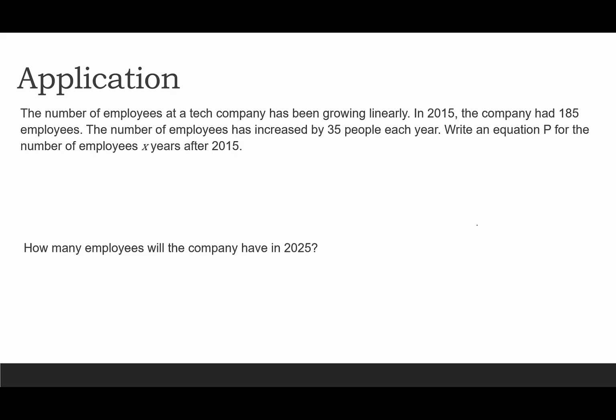All right. So what have we talked about? We said, well, we always have to have a starting point. When you go through here, in 2015, the company had a starting point of 185 employees. That's our b. And then the number of employees was increasing by 35 people each year. This is our rate of change, which we said is just our slope. So we have both a slope and we have a y-intercept. So we can write P of x is equal to 35 times x plus 185.